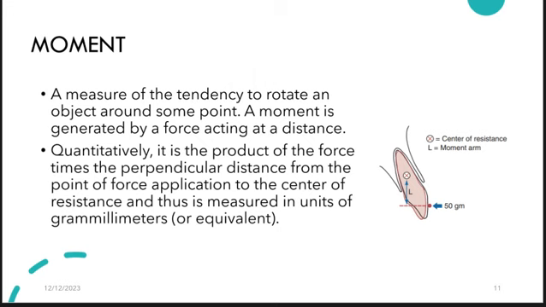Now coming on to moment. It is a measure of the tendency to rotate an object around some point. Moment is generated by a force acting at a distance. Quantitatively, it is the product of force times the perpendicular distance from the point of application of force to the center of resistance, and thus is measured in units of gram millimeters. If the line of action of an applied force does not pass through the center of resistance, a moment is necessarily created. Not only will the force tend to translate the object, moving it to a different position, but it also will tend to rotate the object around the center of resistance.